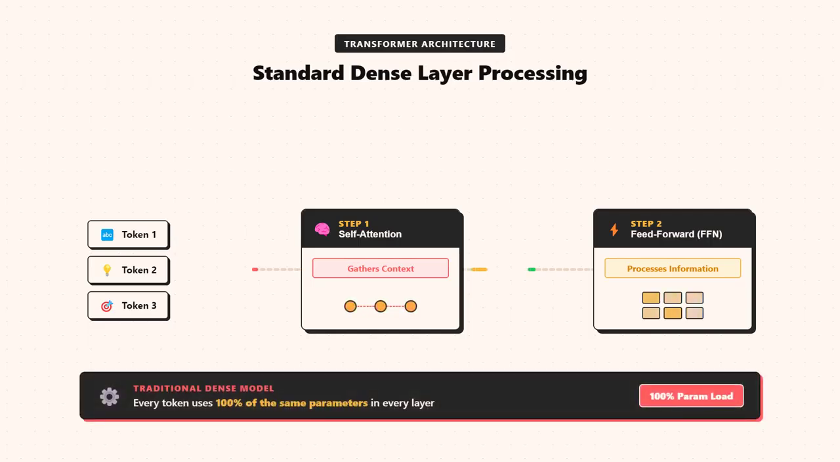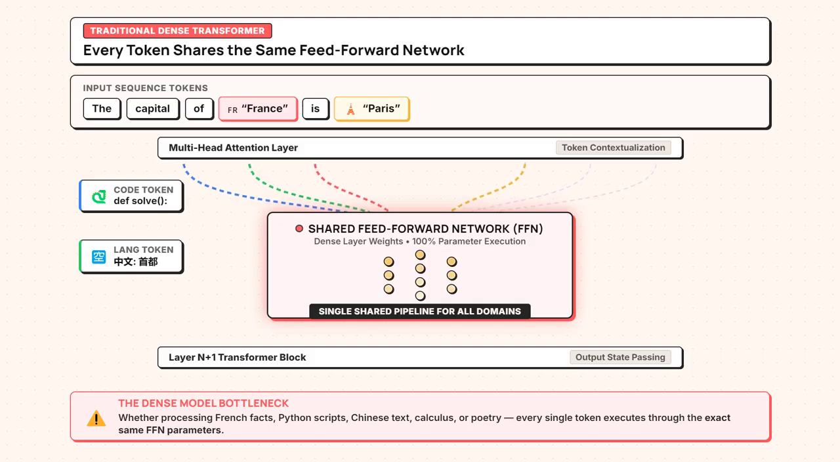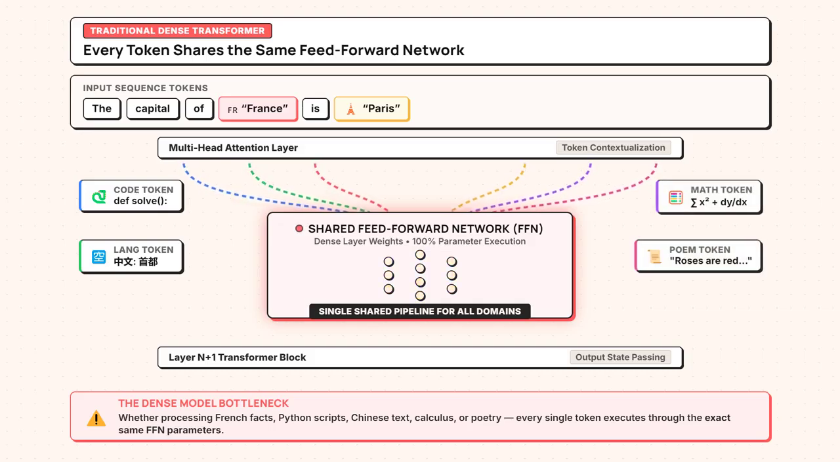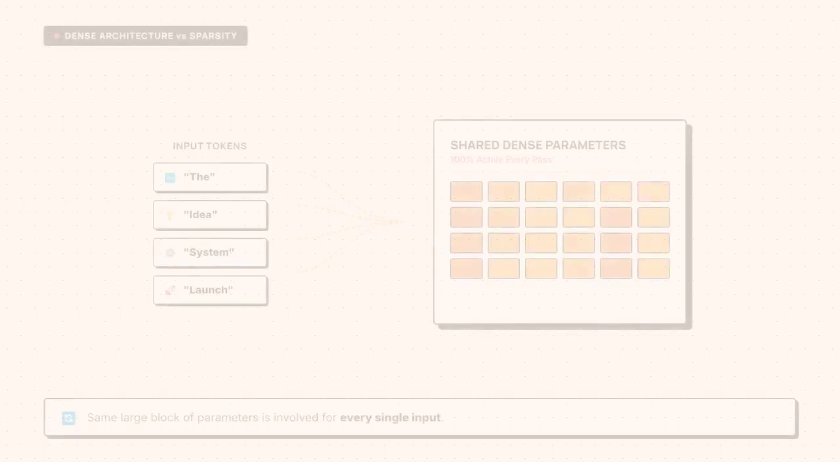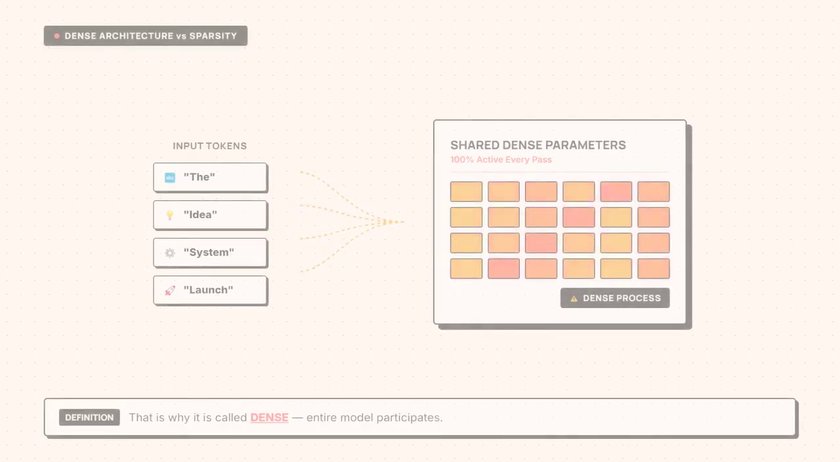In a traditional dense model, every token passes through essentially the same set of parameters in every layer. Suppose the input is, "The capital of France is Paris." Each token moves through the model, one layer after another. The token for France passes through the same feedforward network as the token for Paris. A token containing Python code also passes through that same network. So does a Chinese character, a mathematical symbol, or part of a poem. The model can still learn different behaviors for all these inputs, but the same large block of parameters is involved every time. That is why it is called dense. Almost the entire model participates in processing every token.